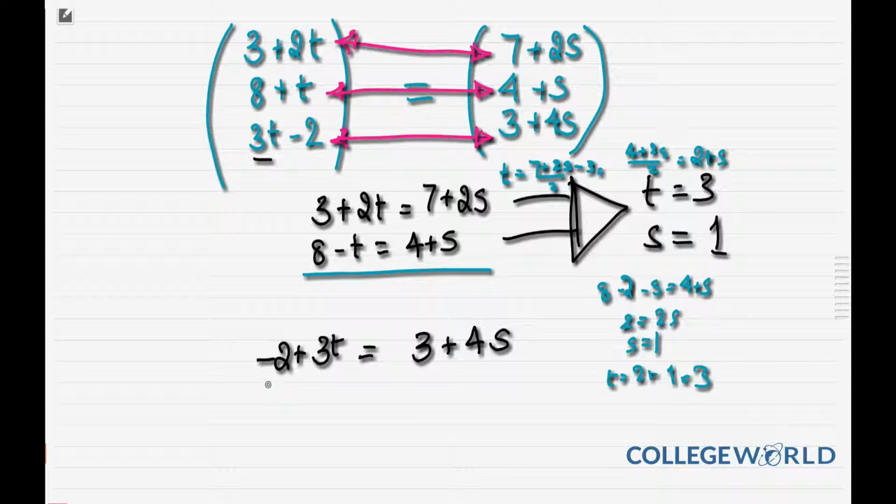And then we have t equals 3 and s equals 1. Now if we replace it here, we have minus 2 plus 3 times 3, which is minus 2 plus 9, which is 7. And this is going to be 3 plus 4, which is also 7. And if it's true, then that means it's true. That is what I meant by you solve for the first two, and then you check in the third one. And that would be it.